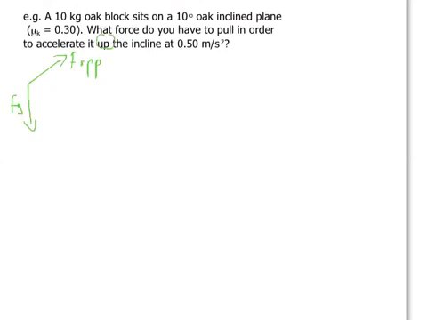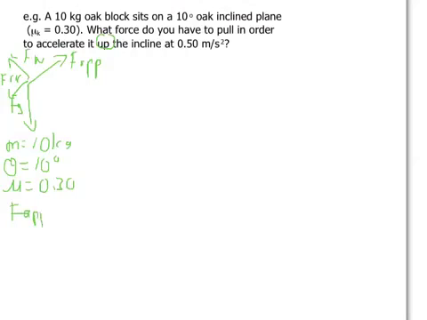Remember, this block is accelerating up the incline. Opposing that motion is the force of kinetic friction, and this is going to act downhill because it opposes the upward movement. And lastly, we have the normal force as usual. We have to find the applied force. So our mass is 10 kilograms. Our angle is 10 degrees. Our coefficient of friction is 0.3. And we're looking for the applied force.